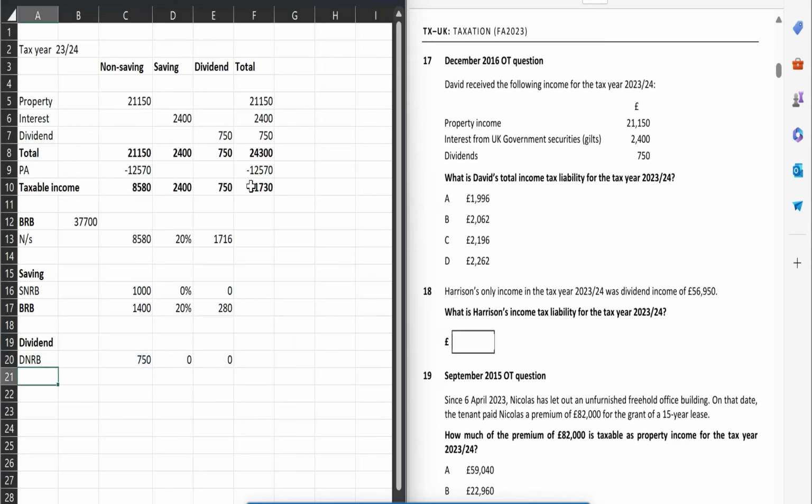So the total income tax liability: we will add this and this. So I got 1996, and the option is A.